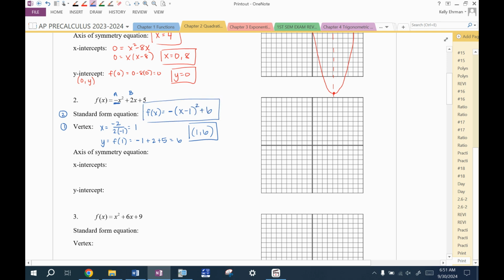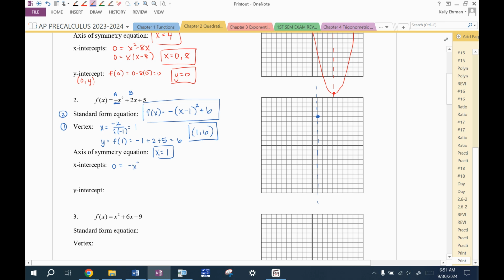So that's your standard form or vertex form equation. So we plot a point at (1, 6), and I could draw the axis of symmetry in right now if I want. It's at x equals 1. You can graph as you go if you like to. X-intercepts, we get those from when we set the equation equal to 0.